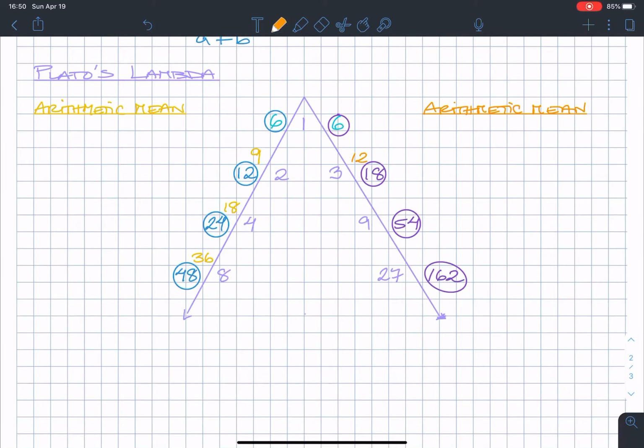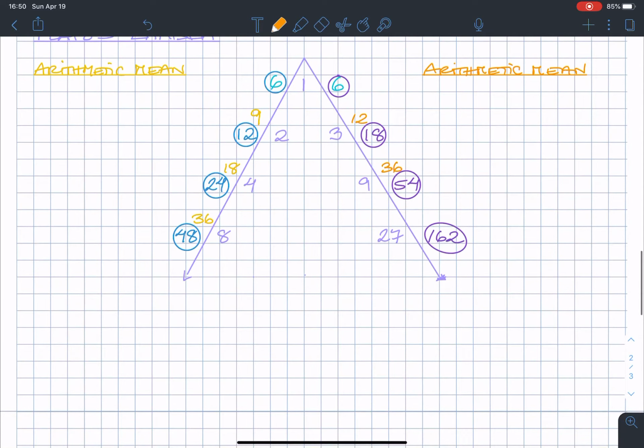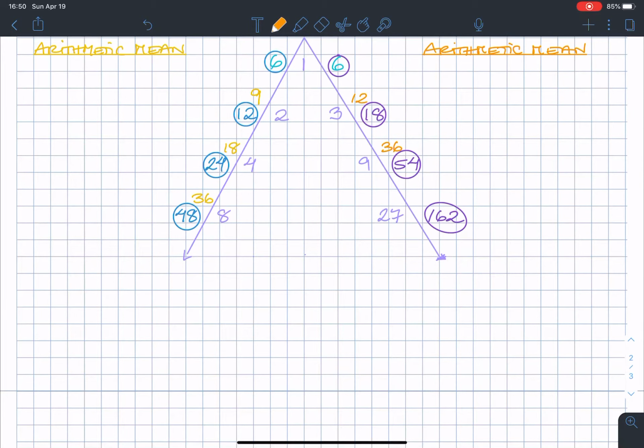Okay. The arithmetic mean between 18 and 54, so if I were to add 20 to 54, I'd get 74. But I'm adding 18, so I only have 72 divided by 2 is 36, which interestingly enough is 3 times 12. Okay. I bet that 3 times 36 is going to be the next arithmetic mean.